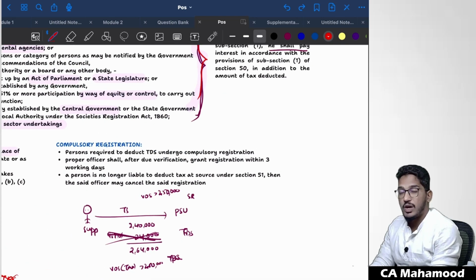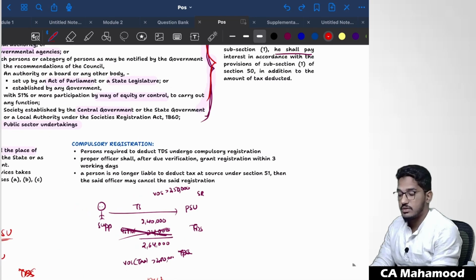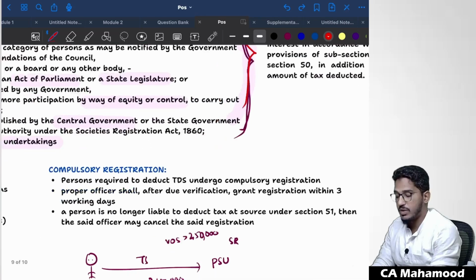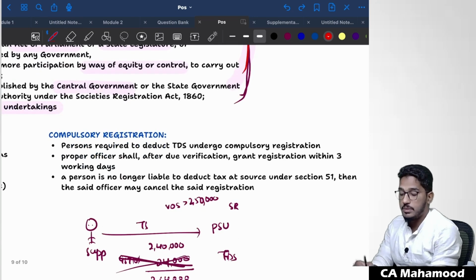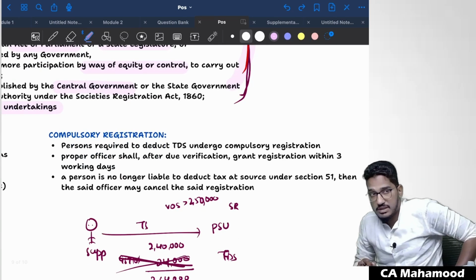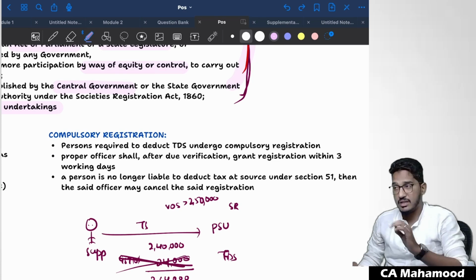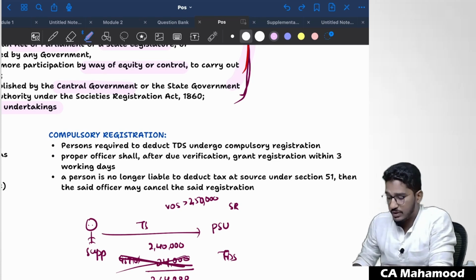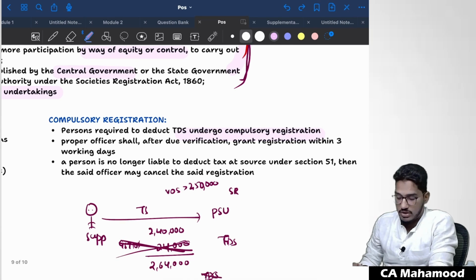Those people who are required to deduct the TDS under section number 51, they are required to undergo compulsory registration irrespective of the aggregate turnover. So that's what they have told. Persons required to deduct TDS shall undergo compulsory registration.